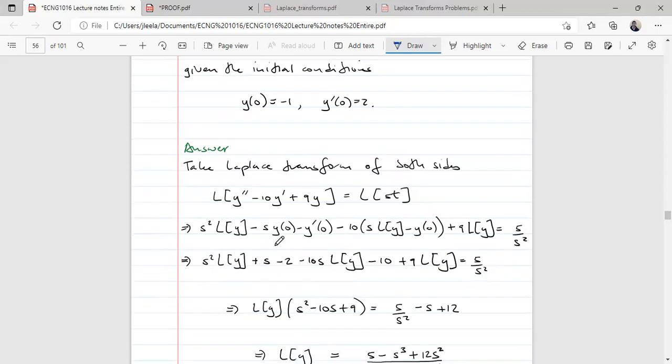So now, remember your Y naught is minus 1. So a minus by a minus is a plus, so you get plus s here. And your Y prime naught is 2, so you have minus 2. Minus 10 s Laplace of Y minus 10.